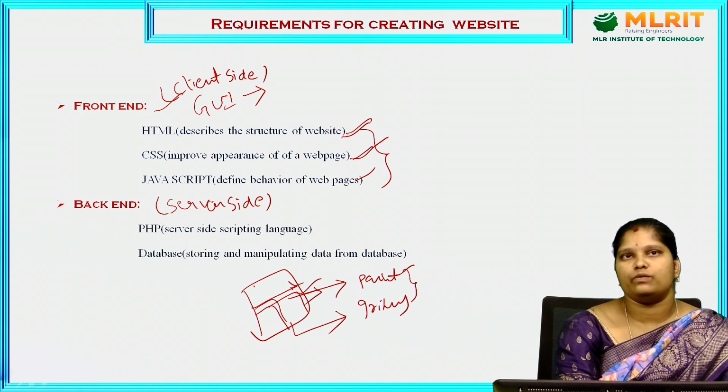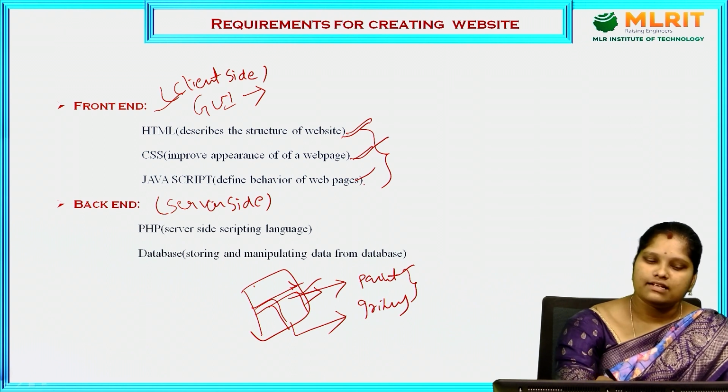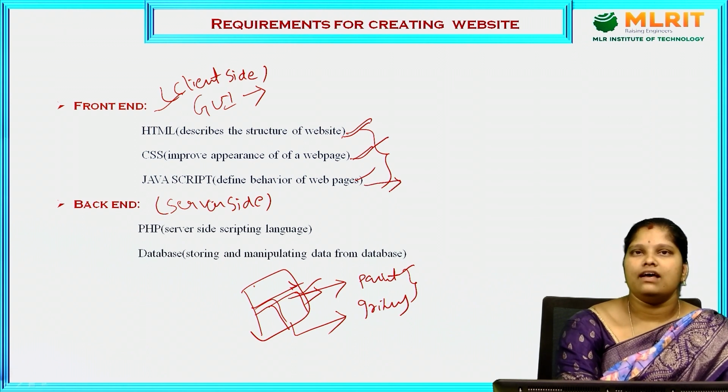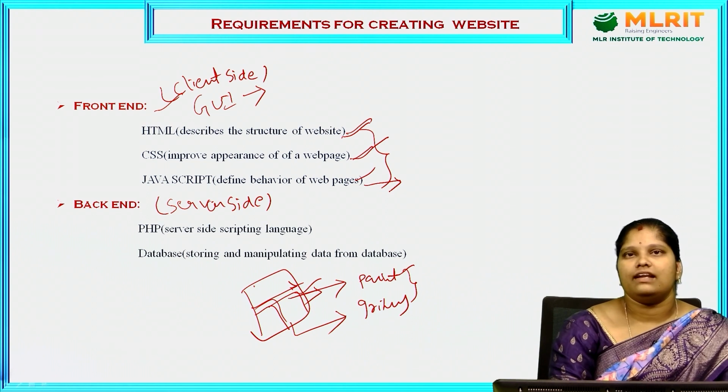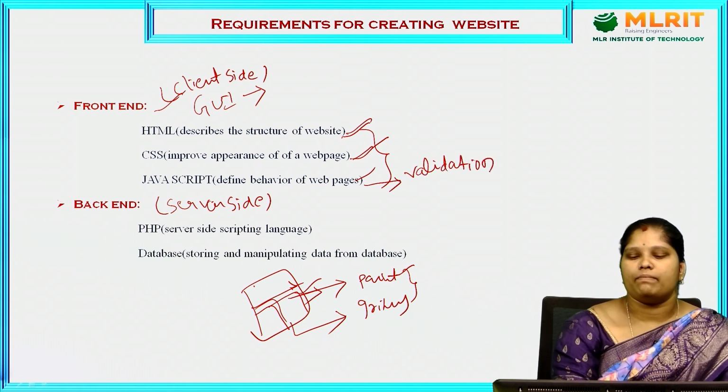And next one, what is JavaScript? The third language we require for developing the front end is JavaScript. It defines the behavior of the web page, and JavaScript is a lightweight language. Mainly this is used for validation purposes, and it defines the functionality.